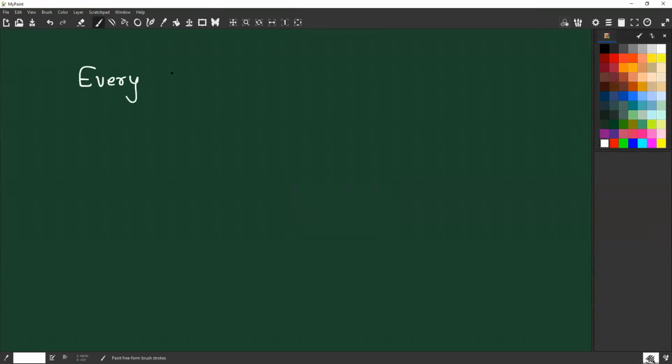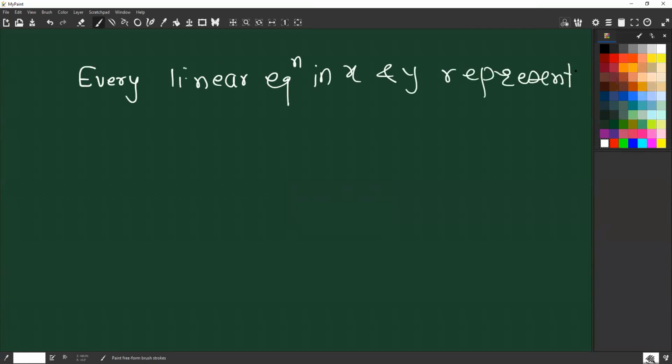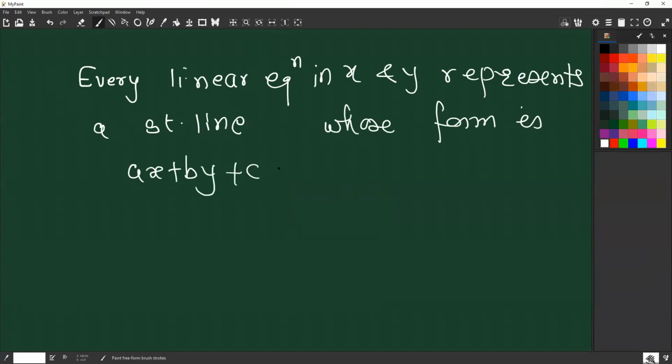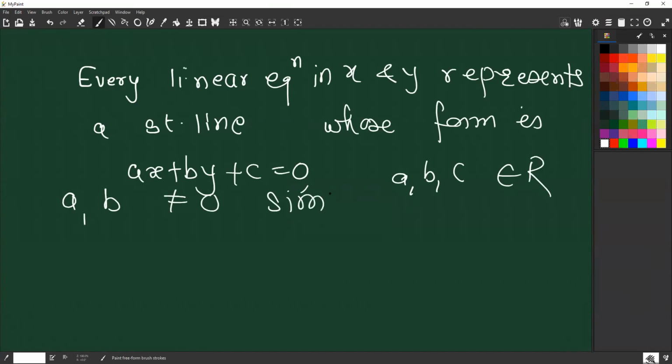You know, every linear equation in x and y represents a straight line whose form is ax plus by plus c is equal to 0, where a, b, c are all real numbers and a and b are not 0 simultaneously. Then this equation represents a straight line.